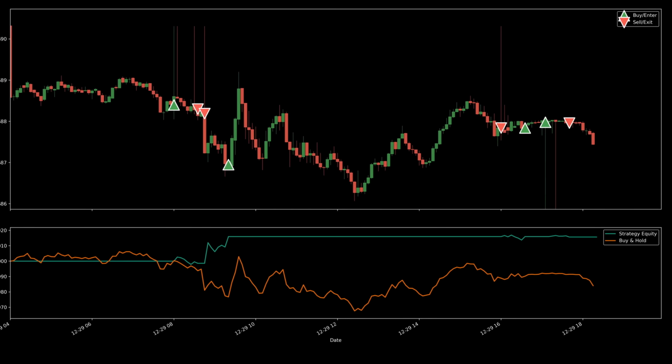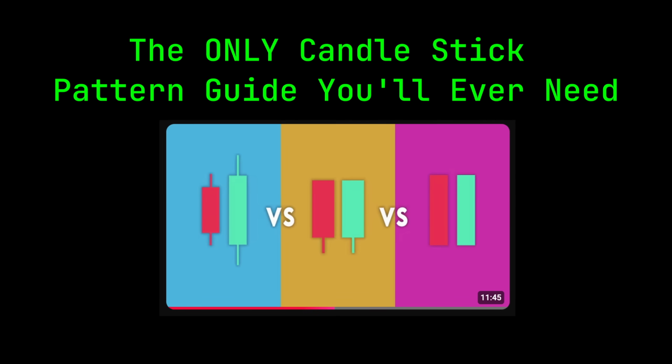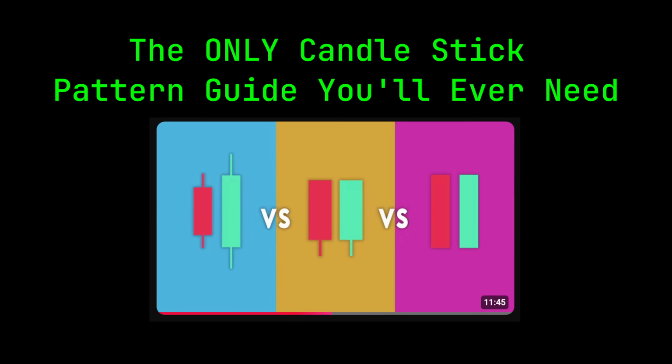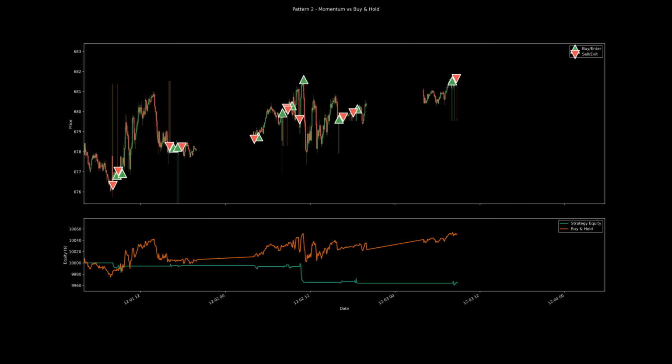We're back at it again, validating YouTubers' trading strategies with real data and real code. This time we're looking at Trading Lab's most viewed video, the only candlestick pattern guide you'll ever need, which is a crazy claim. So instead of eyeballing charts, I coded the patterns and backtested them exactly as described.